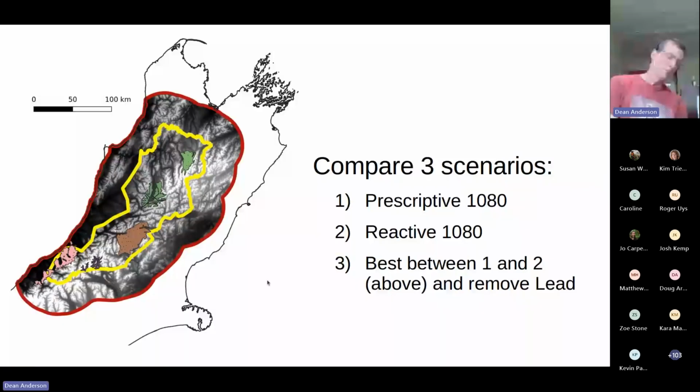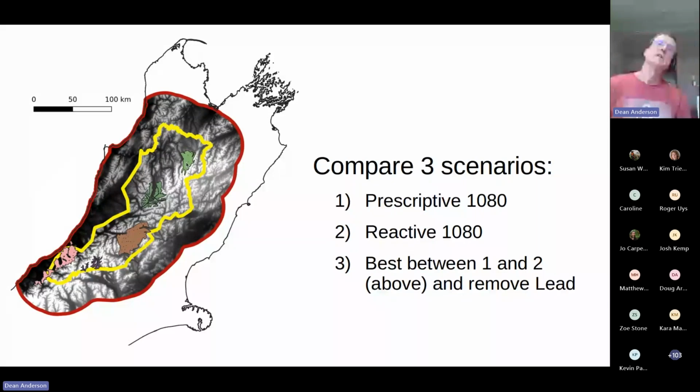So what I want to do is just quickly compare three scenarios to illustrate the model. And the first is a prescriptive 1080 application where we rotate 1080 every 3 years. So each of these management zones will get a 1080 application every 3 years. Maybe not all in the same year, so we stagger them. But each one will get a 1080 operation every 3 years, regardless of what's going on with masting or rats. It's just a schedule. And the other one is reactive 1080.